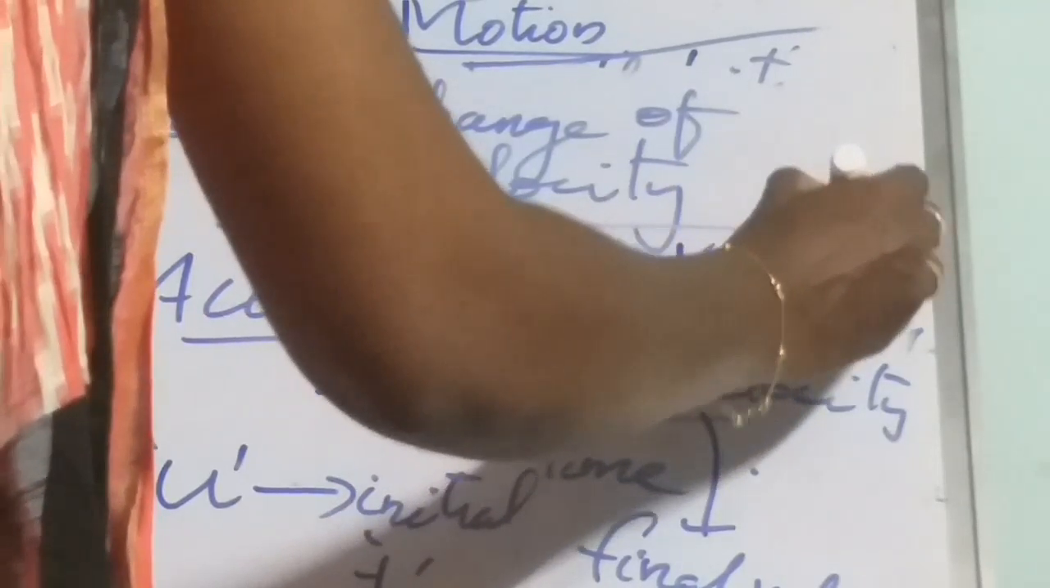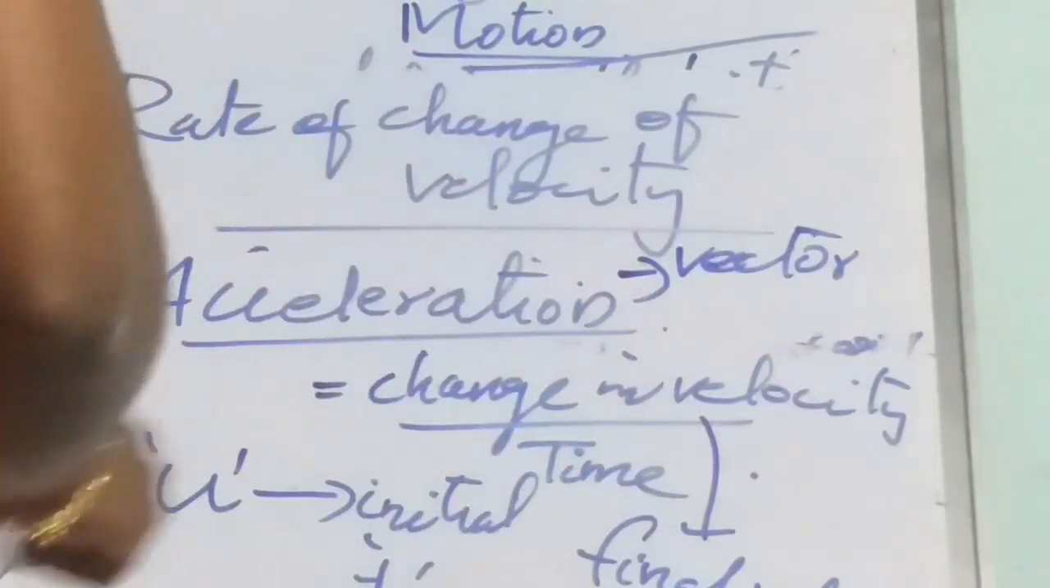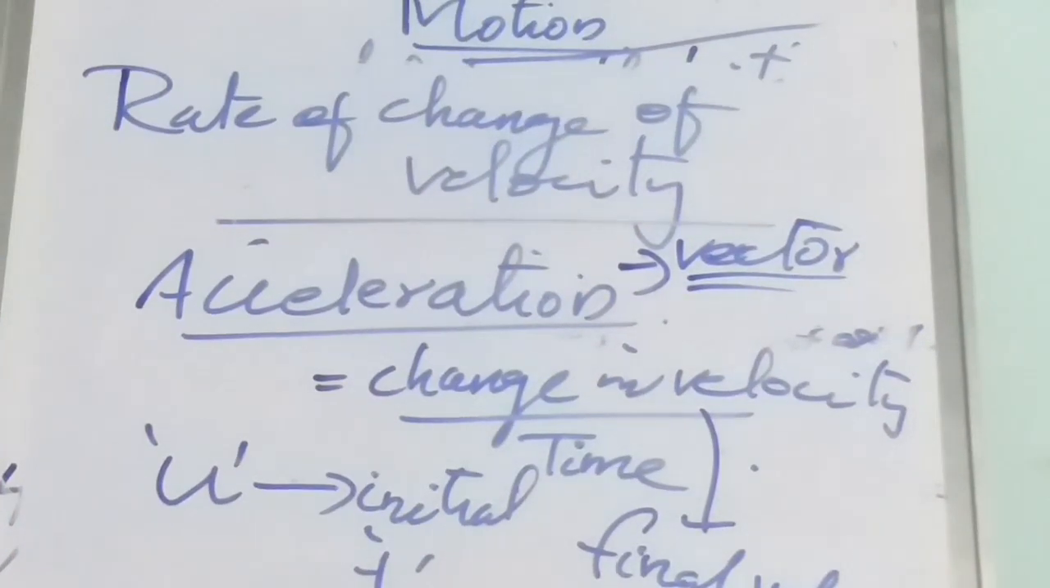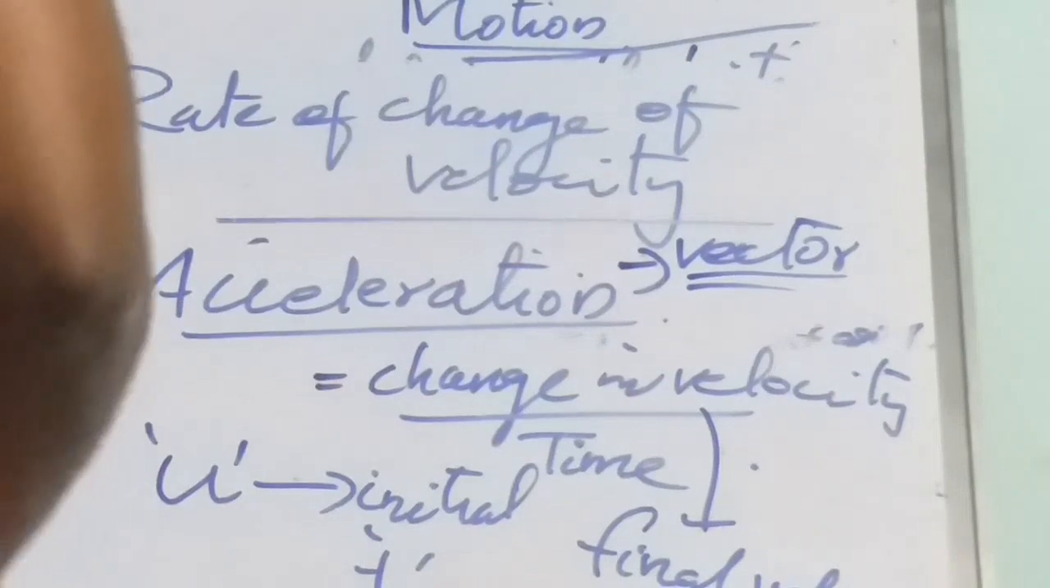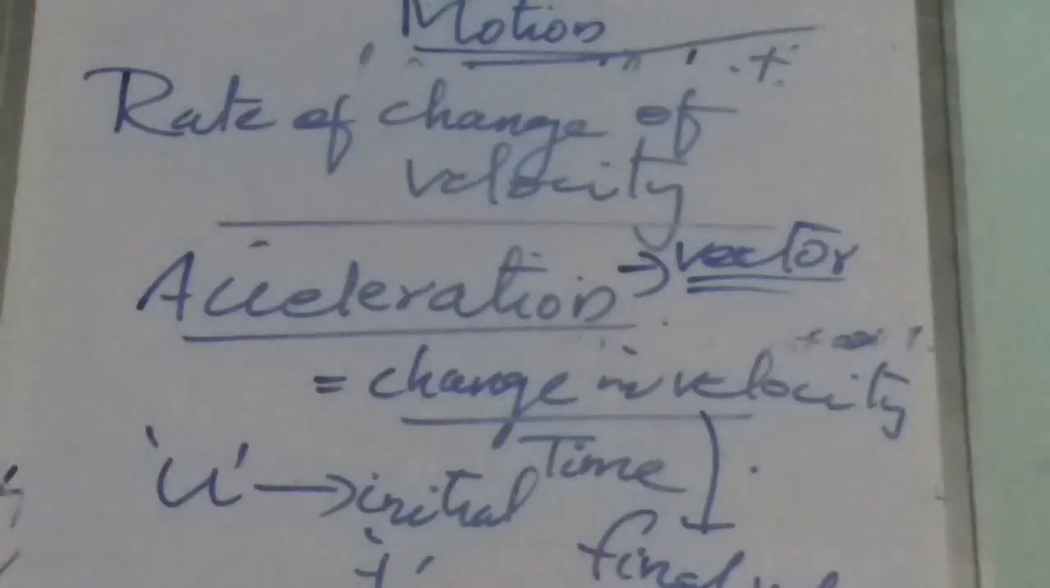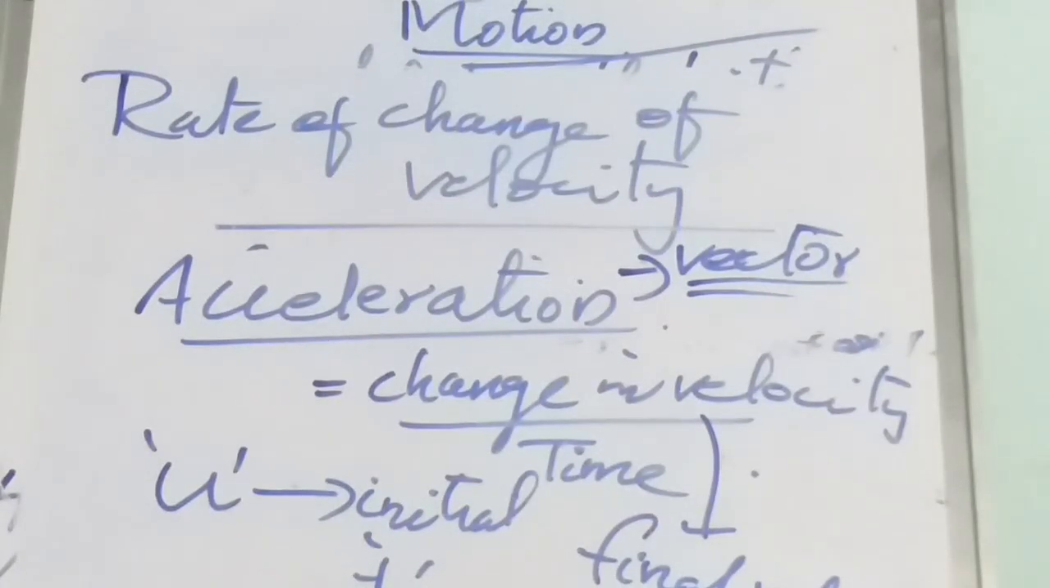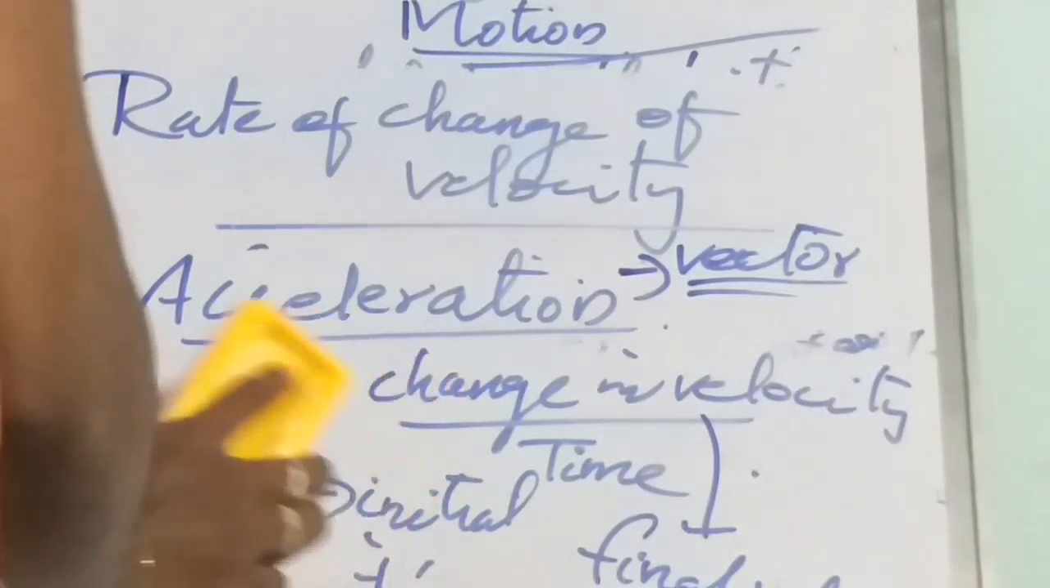Also, acceleration is a vector quantity because we are taking the ratio of velocity by time, and velocity is a vector quantity. For describing acceleration, we need the direction also. So acceleration can be represented as a vector quantity. Okay, that is about acceleration.